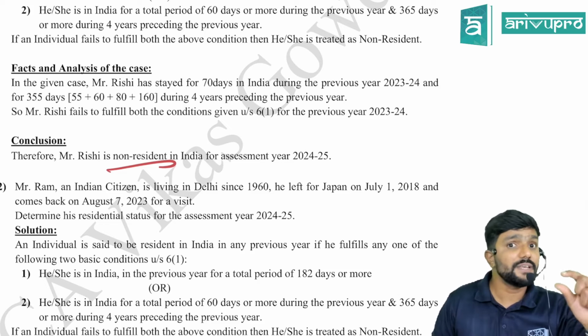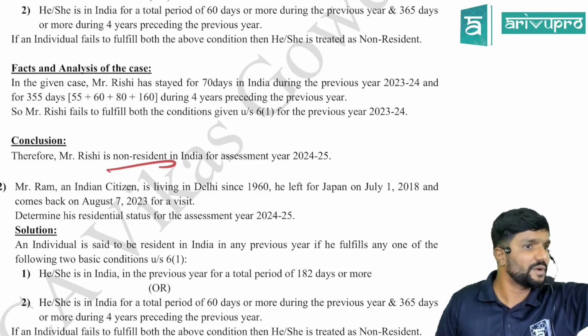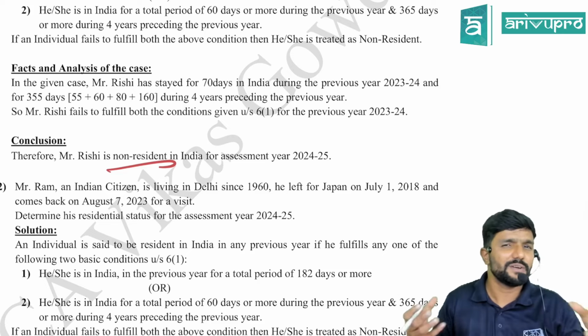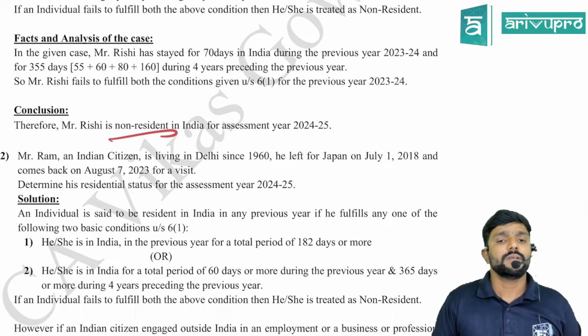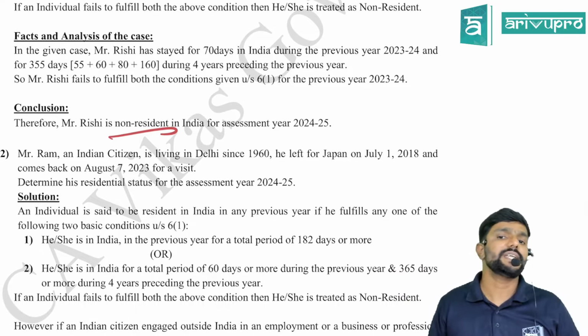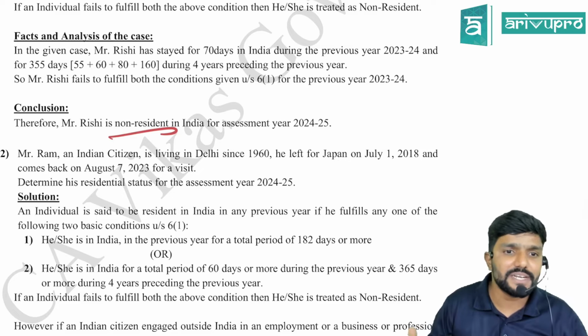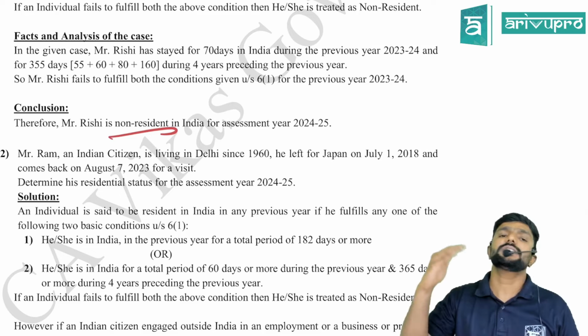Clear? Means from the fact, this is what you understood. And for giving analysis, what should you do? You have to connect fact with provision. Here it is only a one-liner because it is a straightforward question. Conclusion. Therefore, Mr. Rishi is a non-resident in India for assessment year 24-25. As he is a non-resident, Naina, we need not check 6.6.